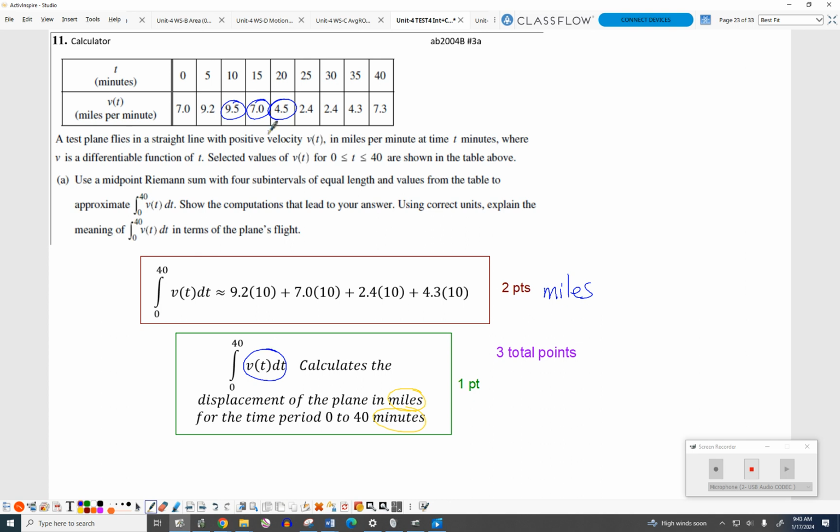Because the velocity is always positive, this is calculating two things. It's calculating change of position. It's also calculating total distance. So yeah, your answer would be correct for this one. Just be a little careful with that. Does that help? 3 more.